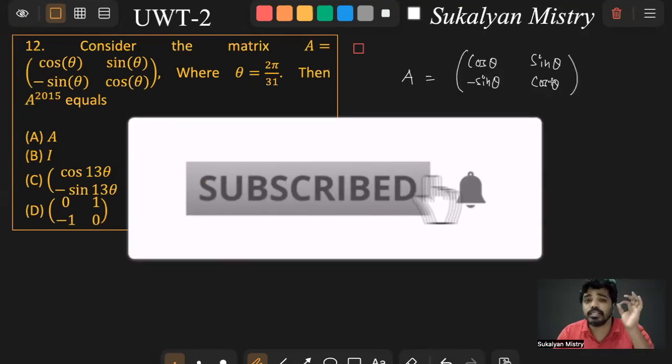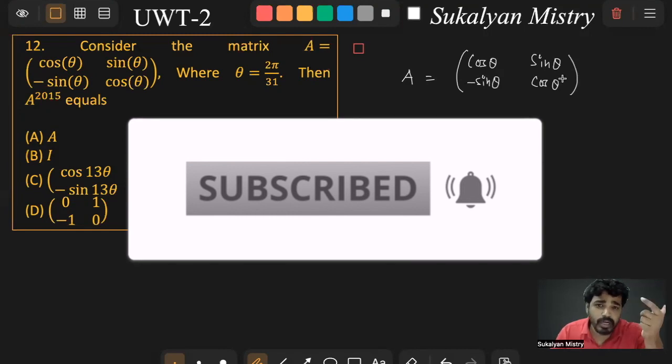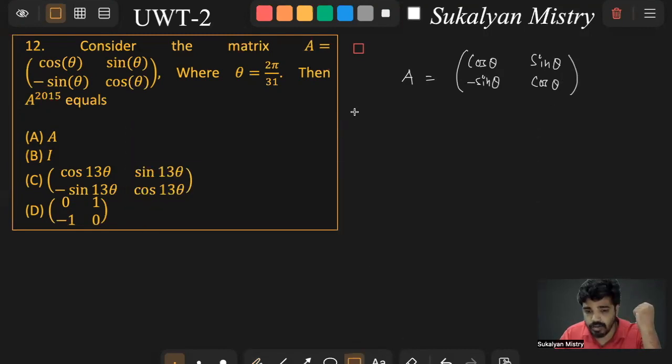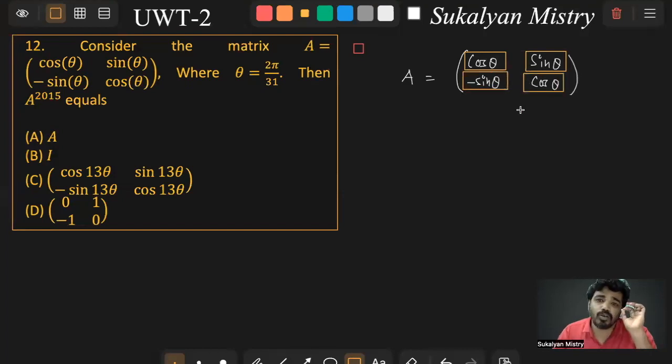Just see, this is an orthogonal matrix. Let me show you the short trick to check an orthogonal matrix. What do you do? Square and add. If you get 1, then you understand that this is an orthogonal matrix. See, cos square theta plus sin square theta, that is 1. Right? Sin square theta plus cos square theta, that is also 1.